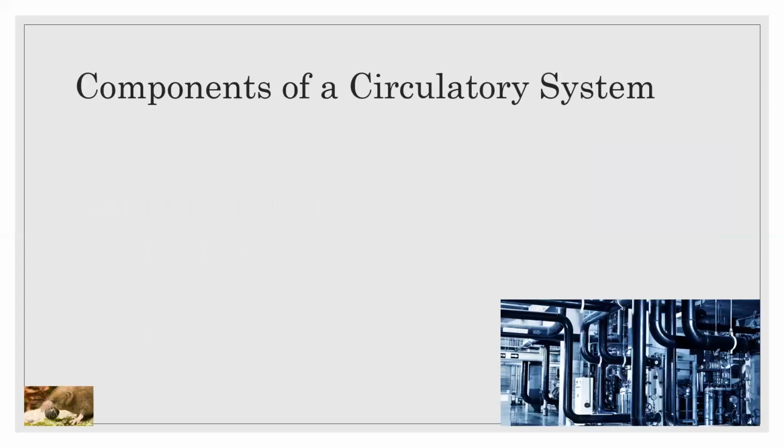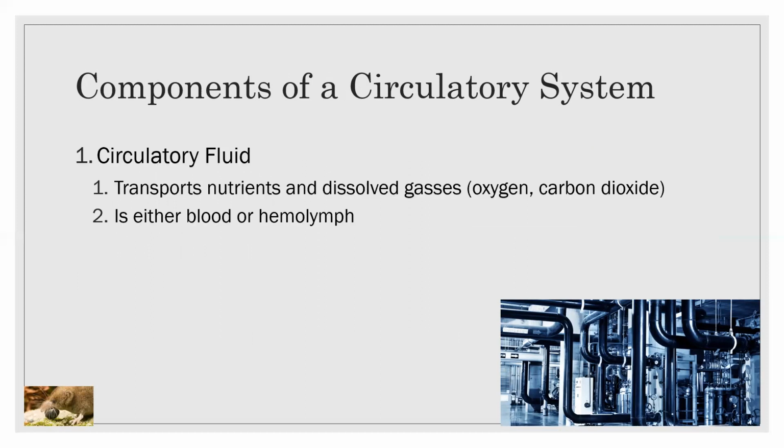So what makes up a circulatory system? The first thing is circulatory fluid. So the circulatory fluid is used to transport nutrients and dissolved gas. This might be oxygen and carbon dioxide. And it's either blood or hemolymph. So we're going to go into the distinction of these two later on, but just keep in mind that they are different.